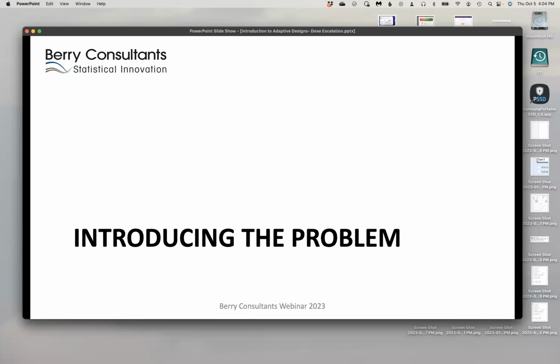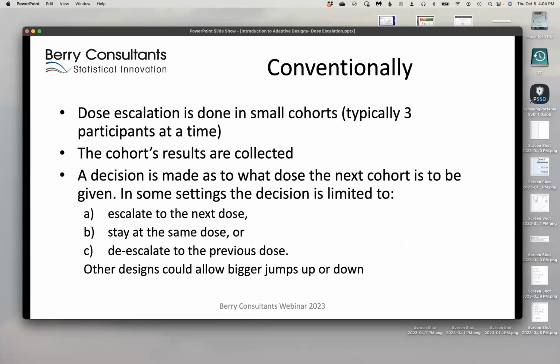So the dose escalation problem. As I'm sure you're all well aware, dose escalation is typically done in small cohorts, maybe 3 at a time is the convention. Each cohort's results are collected, and once they're available, the decision is made as to what the next cohort should be given. And in many cases, this choice is limited to escalating to the next dose, staying at the same dose, or de-escalating to the previous dose. Other designs can allow bigger jumps up or down, but most of the models have just those 3 options.